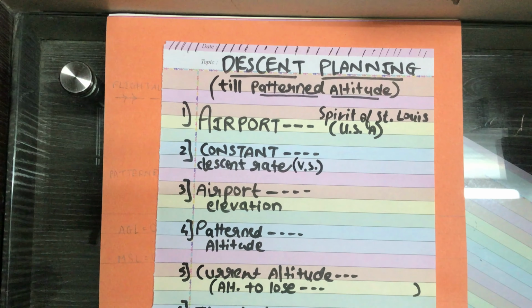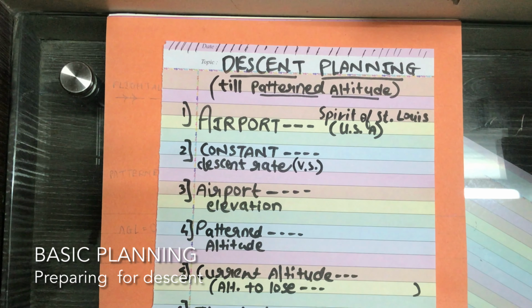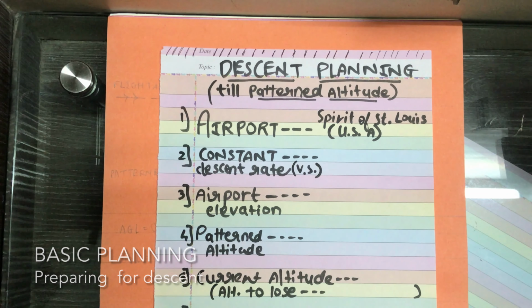logic behind it. Now when the controller instructs you to perform a direct approach, always opt for the shortest distance between you and the runway. So for today's video, we'll be using the Spirit of St. Louis Airport, situated in America, for explanation. Now, the first thing to figure out for descent planning is what descent rate you want to choose, which shall be your constant vertical speed in feet per minute. So let's take here 500 feet per minute.